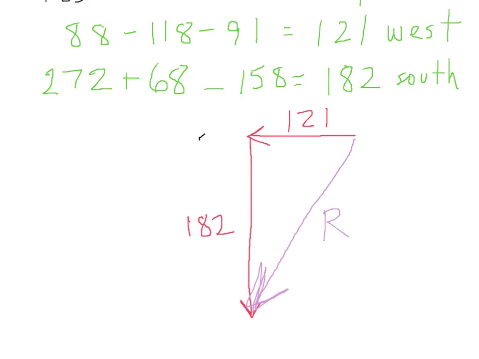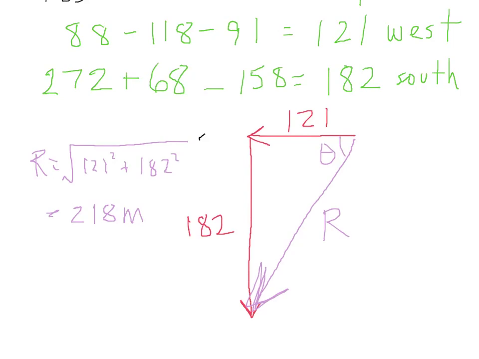So now we've just got one more, or actually I guess 2 more math steps to figure out how long that is and what direction it's pointing. So the Pythagorean Theorem tells us how to find the magnitude of r, its length. That's the square root of 121 squared plus 182 squared, which is approximately equal to 218. So that's how many meters that represents.